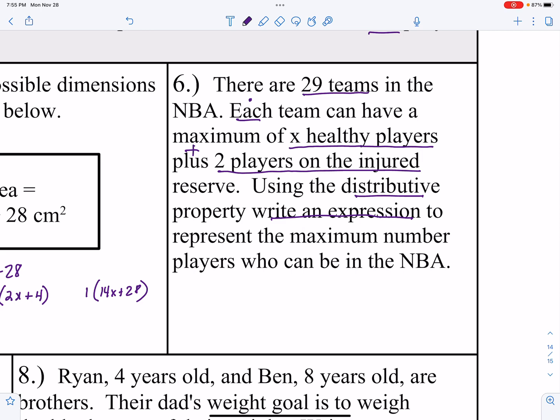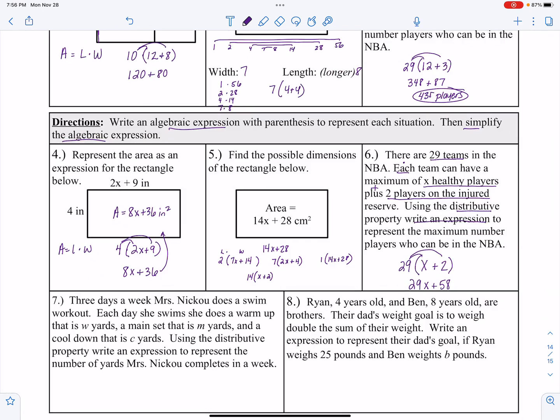So let's go ahead and write our expression for one team. So one team is x healthy players plus 2 players on the injured list. So this is one team. So what would 29 teams be? It would be this. I'm going to distribute it to simplify, which would simplify to 29x plus 2 times 29, which is 58. Okay, all right, so we're done with that one.